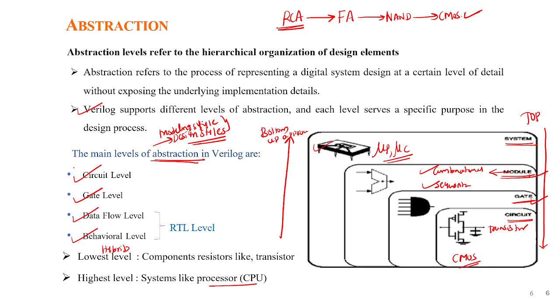What are the circuit level and gate level? Last class I told you RTL is nothing but register transfer level. Mainly we represent RTL in data flow level and behavioral level. Only if we write the program in these, we call it RTL code. Other than this, it is just Verilog code, which is not synthesizable. We can't convert that code into hardware. So this is the abstraction level.